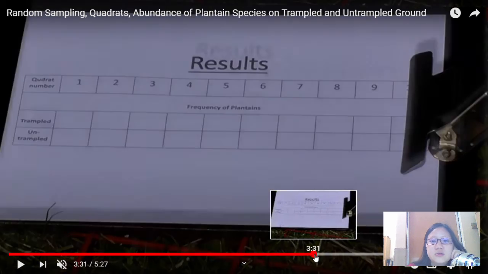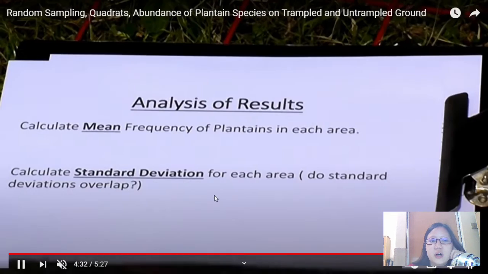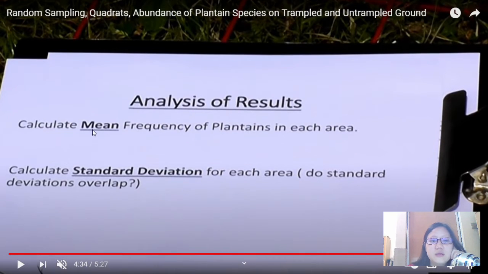And yeah, they fill in this table, and what you're going to do after that is calculate the mean frequency of the plantain in each area. Okay, you can do species density, but in this case they're doing frequency, and calculate the standard deviation for each area and see whether the standard deviations overlap. Alternatively, you can also try and see whether the standard errors overlap.